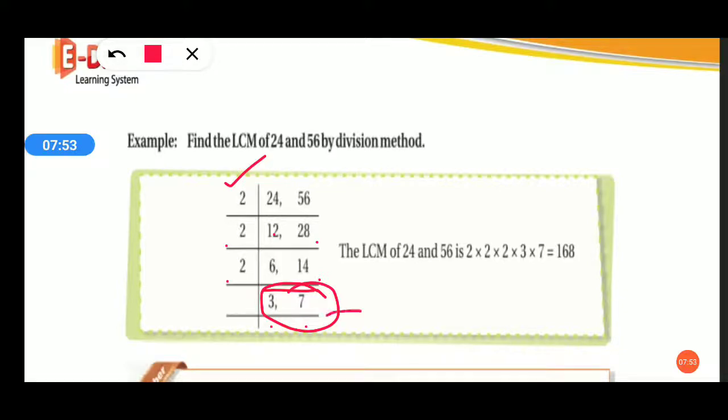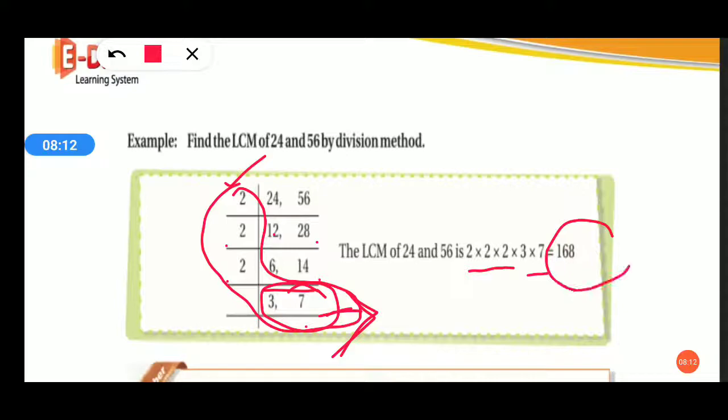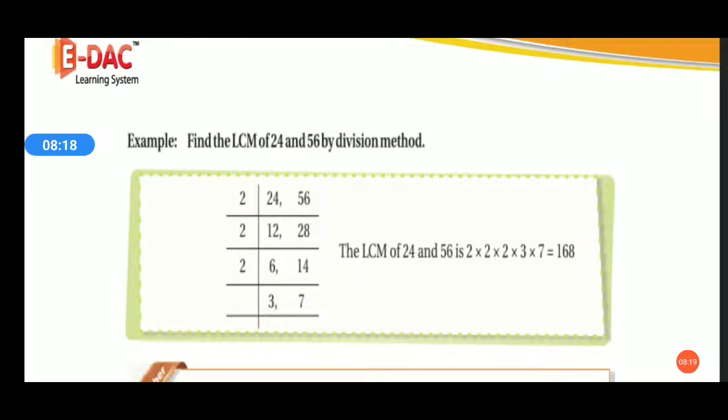If any prime number or 1 is there, you can leave it as it is. Till you get a prime number or 1, you need to keep on solving it. Here I got a prime number, so I am leaving it. Now what am I going to do? I am going to multiply it fully: 2 into 2 into 2, 3 into 7. So I am getting 168. Therefore LCM of 24 and 56 is 168. This is nothing but the LCM by division method, students.